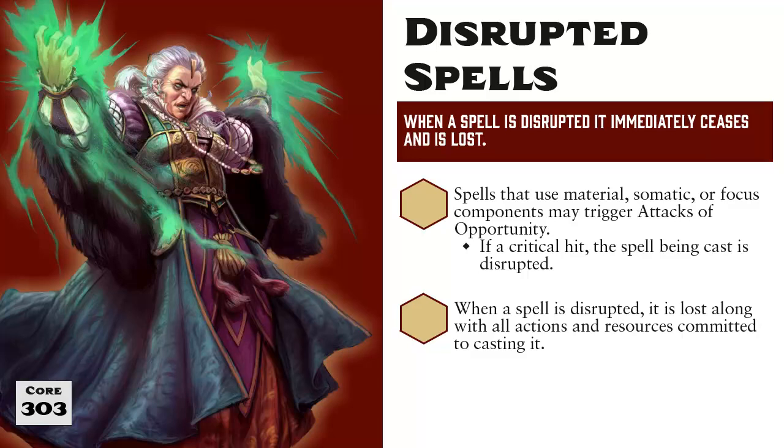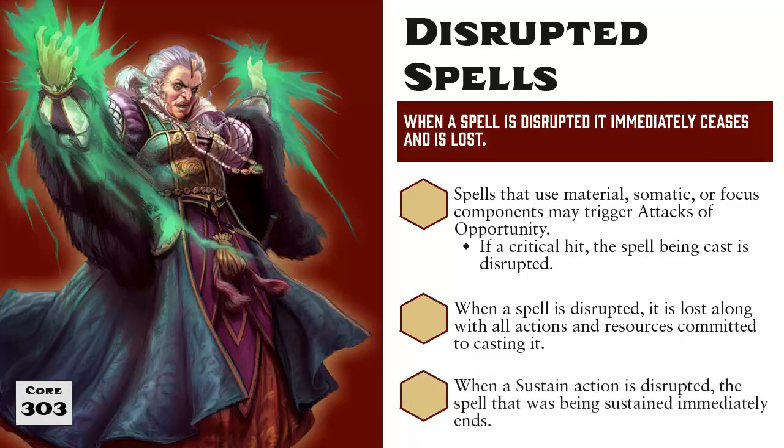It's all or nothing. And all other resources are also lost, so you lose the spell slot that was committed as well as any material cost for the spell. And when an attempt to sustain a spell is disrupted, not only is that action lost, but the spell that you are attempting to sustain immediately ends.